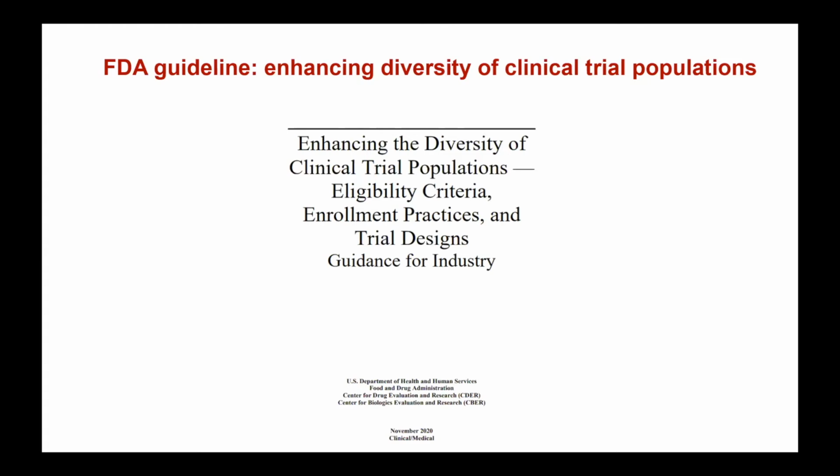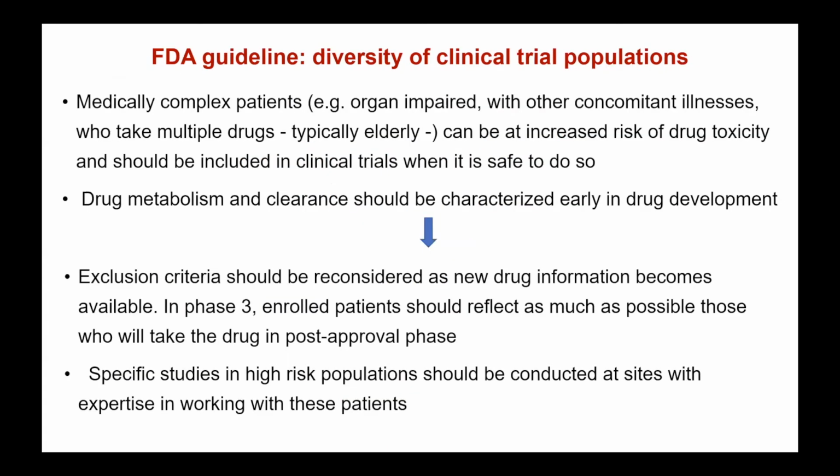So here is the first guideline I will very briefly present, and it does not specifically regard the elderly because it regards enhancing the diversity of all of the patients included in the studies. But of course, it is also relevant to the elderly. In fact, it states that medically complex patients can be at increased risk of experiencing toxicity, and therefore they should be included in the studies when it is safe to do so. And these are the organ impaired patients, those with multiple comorbidities, and those who take many drugs. And of course, these are typically the elderly.